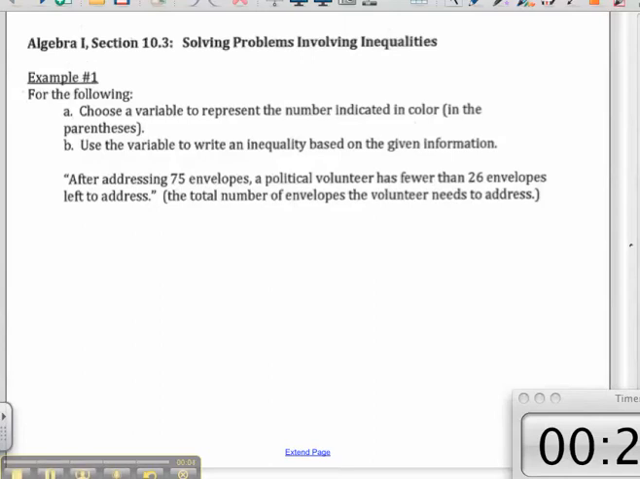Okay, guys, solving problems involving inequalities. This first example, they just want us to practice setting up an inequality.